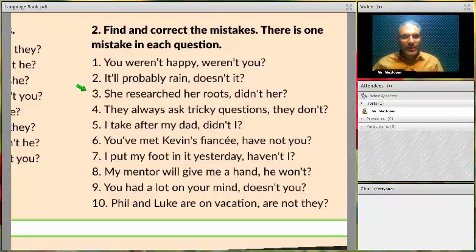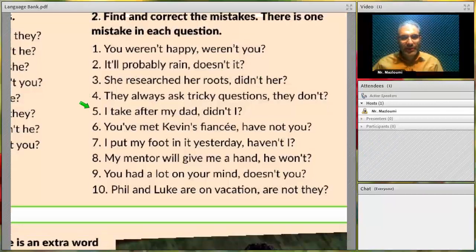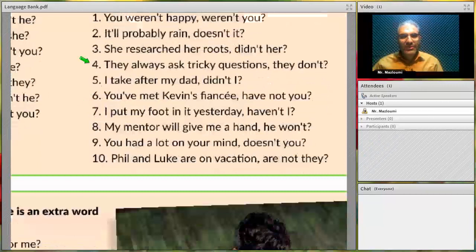Number 3, she researched her roots. Researched, simple past. And remember, we use a subject pronoun here, didn't she? Number 4, they always ask tricky questions, difficult questions. They always ask, don't they? Don't they? Auxiliary plus a pronoun.